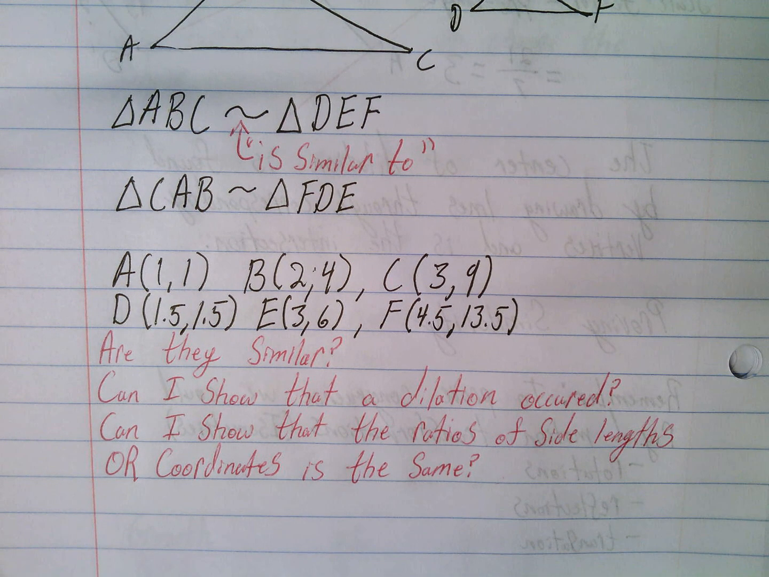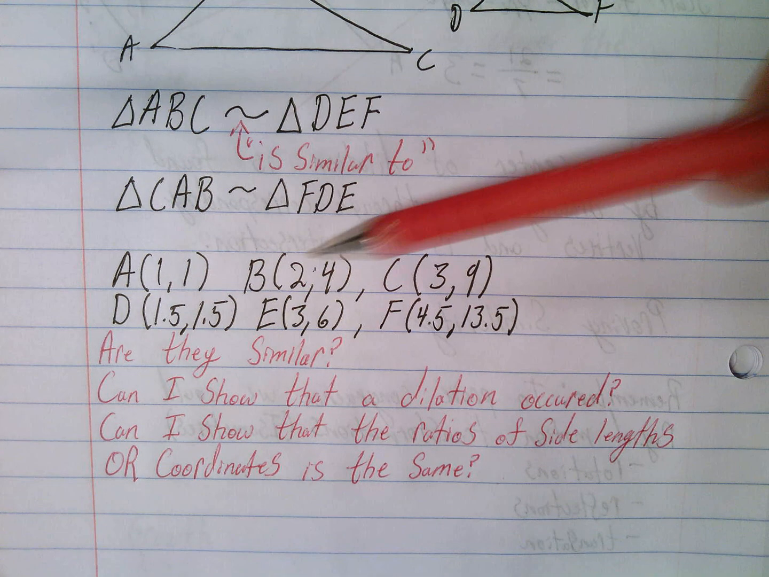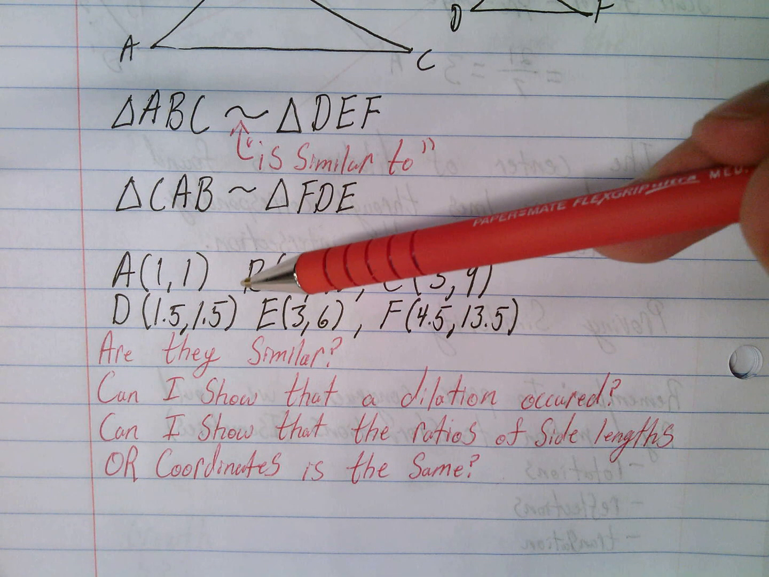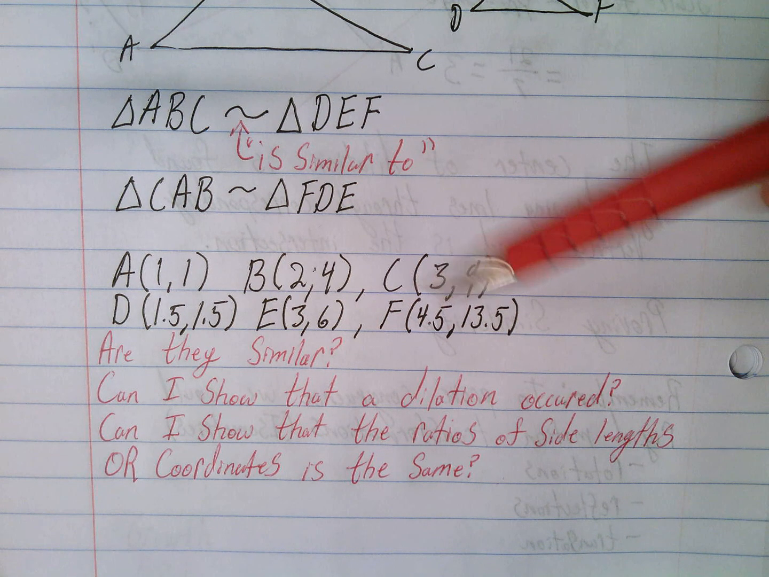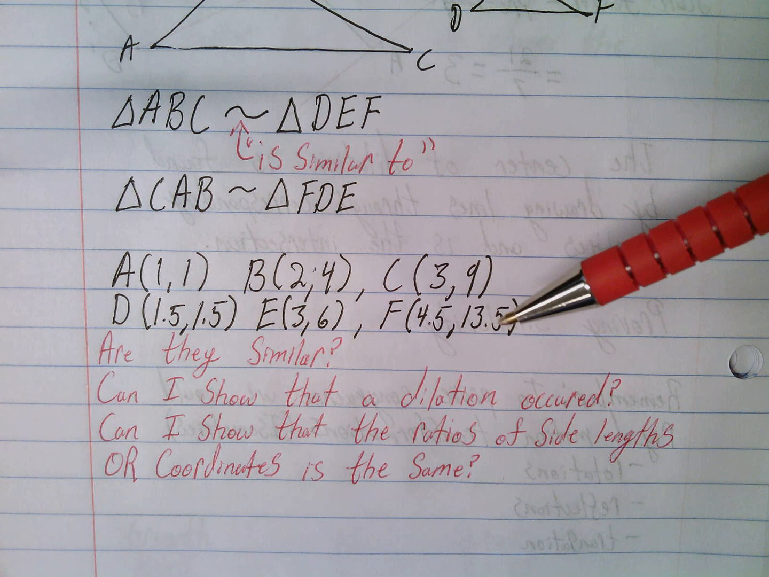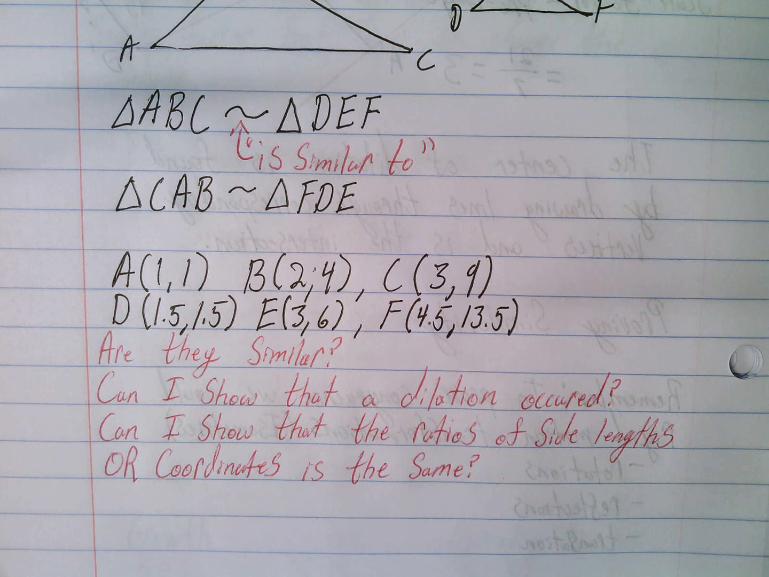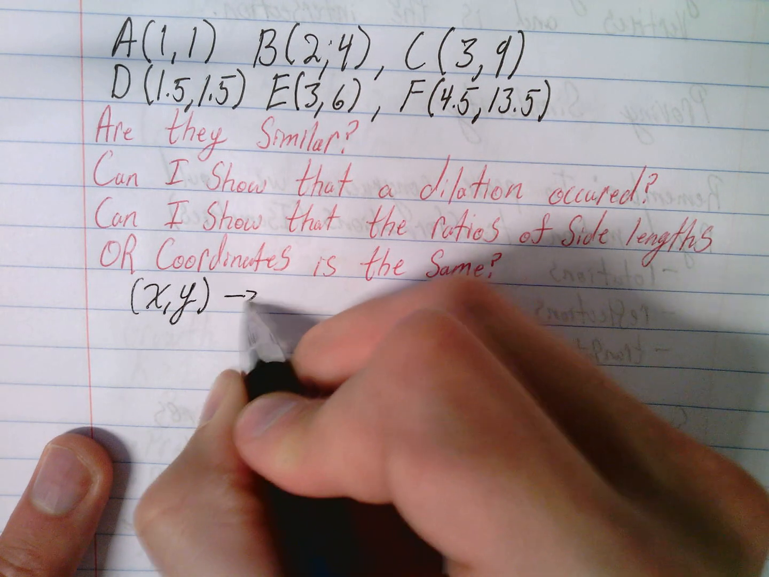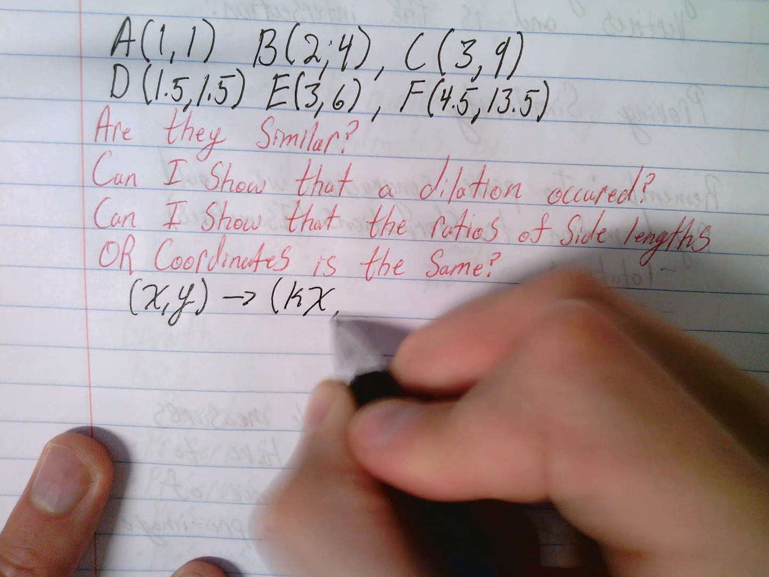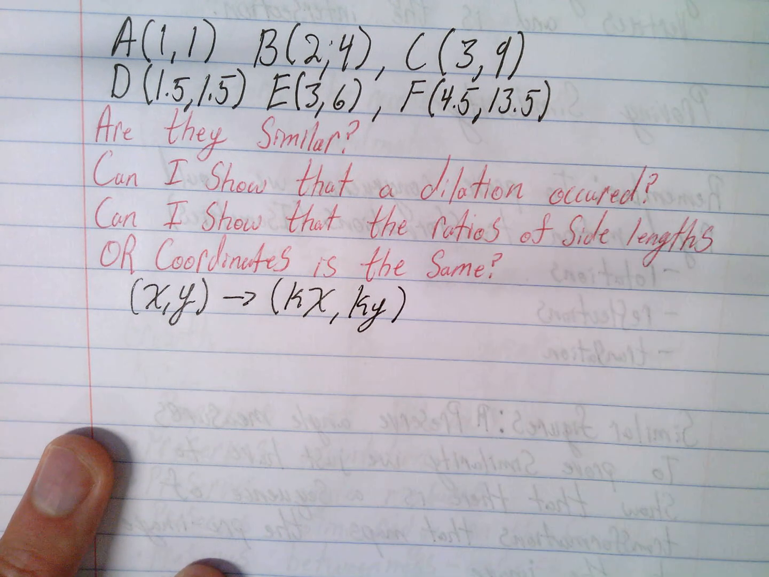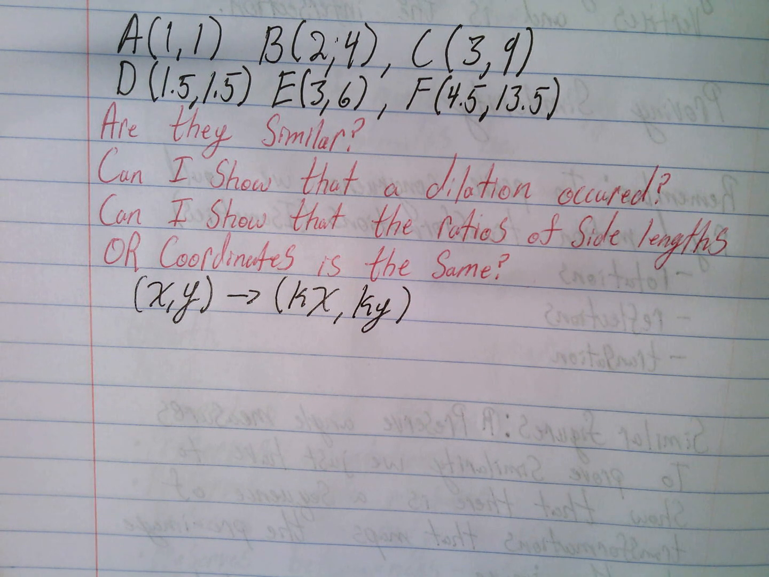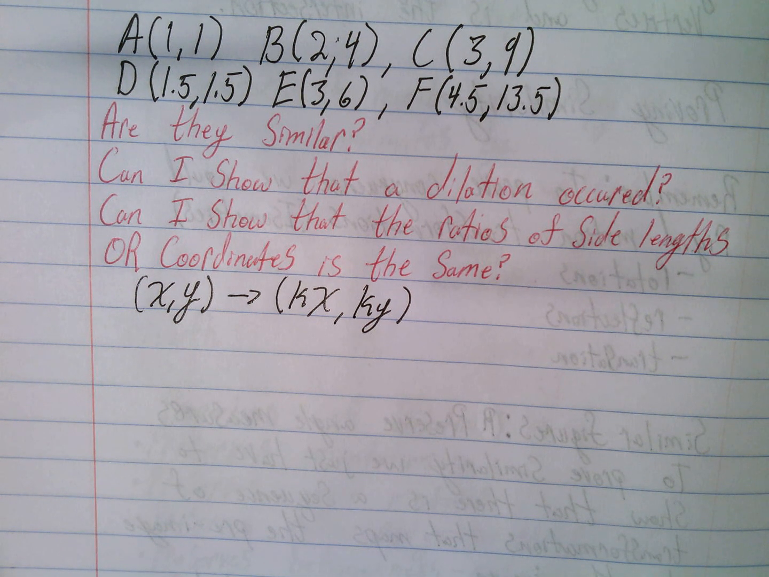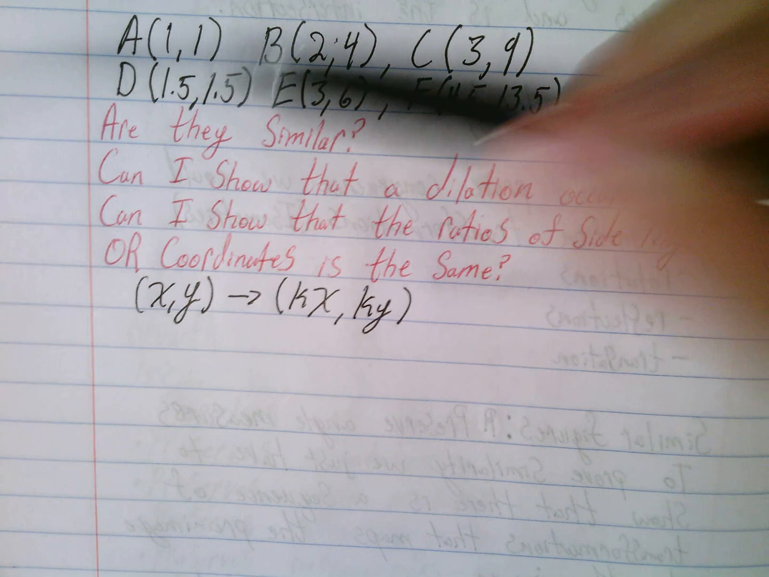If I wanted to show that the side lengths are the same, I would have to find the distance from A to B and B to C and A to C and compare those to the side lengths of D to E, D to F, E to F, and then I would have to compare them to each other. Okay, so what we're going to do instead is that a dilation occurs when we take an ordered pair, x, y, and we transform it to kx, ky. If I can find k, I know that a dilation has occurred. Let's start with A to D.